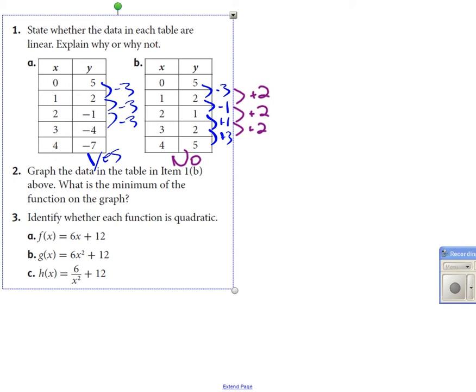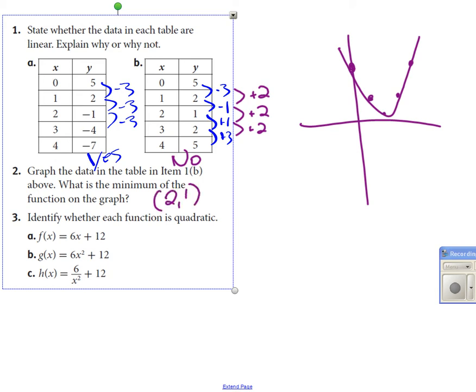Alright, graph the data in item 1B. Okay. So make yourselves a little grid. 0, 5. 1, 2. 2, 1. 3, 2. And 4, 5. Okay, so we get our... Alright. So what is our minimum? 2, 1. What do you say? Parabola. Or if you listen to enough Tool, you start calling it parabola.